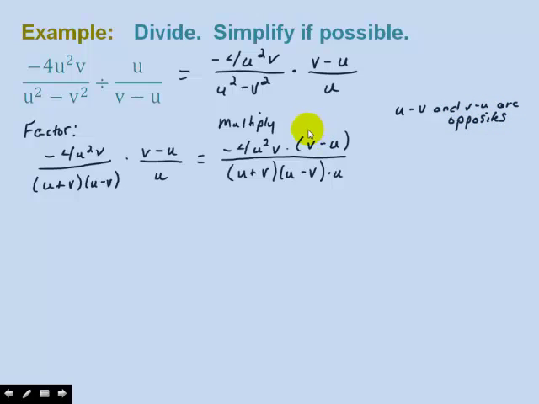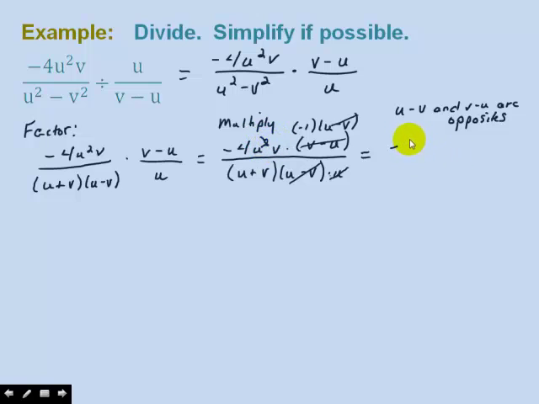So we could rewrite this (v minus u) as negative 1 times (u minus v), since it's the opposite of u minus v. And then you can see that we could cancel the (u minus v). Now the other thing that we can cancel is that we have a u factor here, since it's multiplied, and a u squared factor here, so we can cancel out one of the u's. Now let's see what we have left.